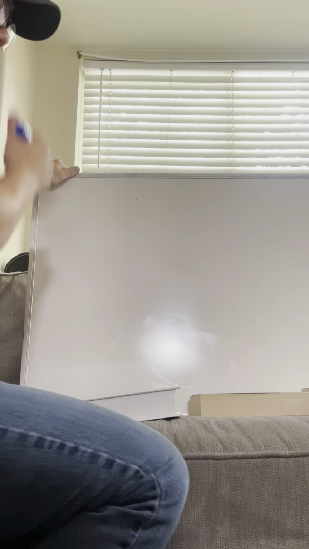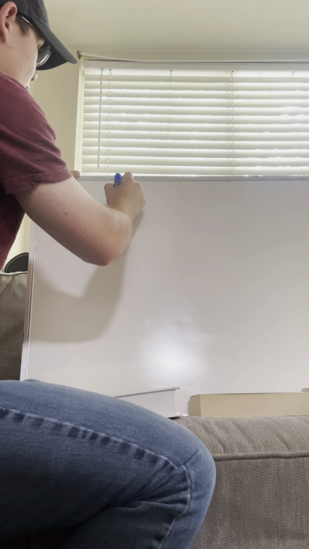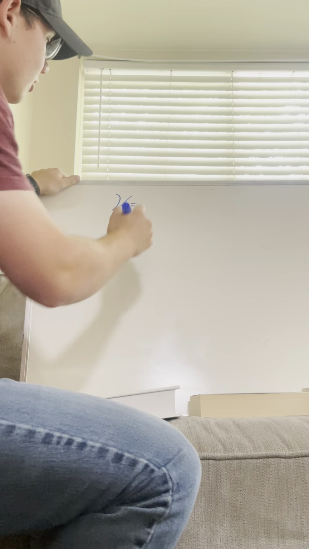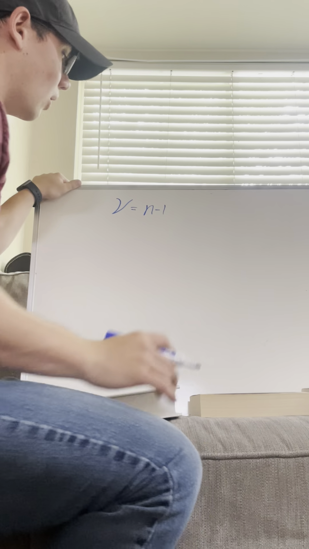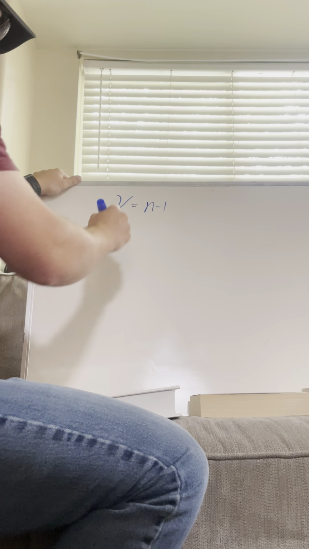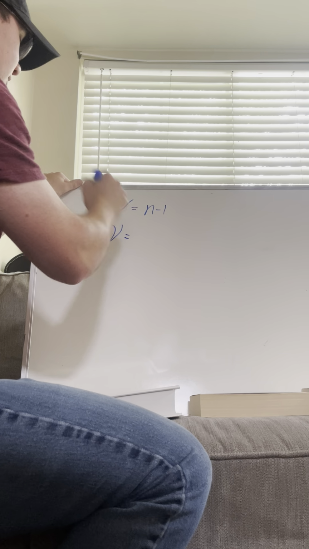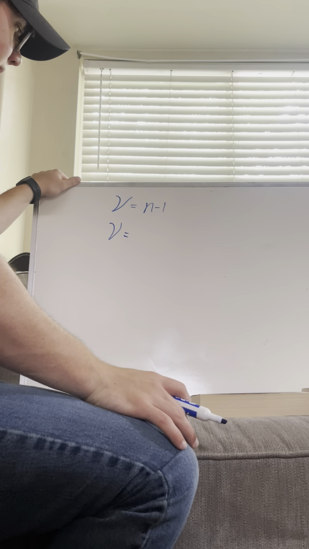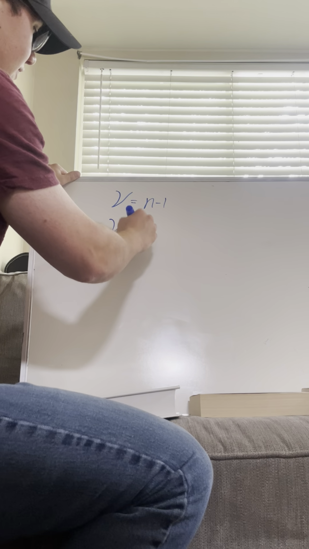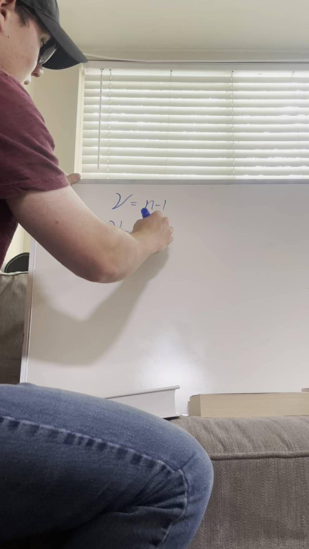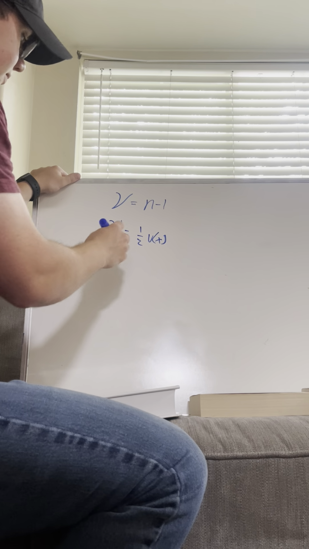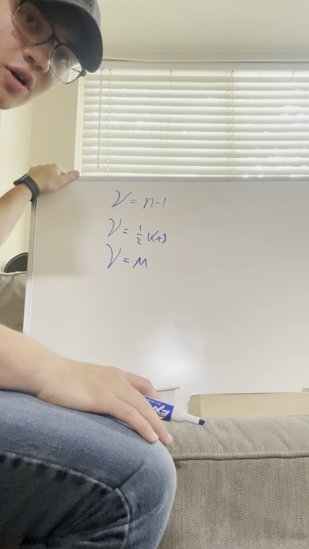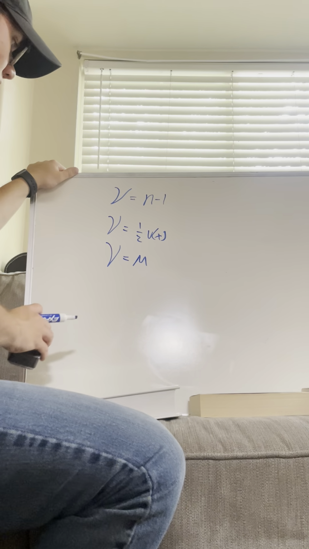Some other notes real quickly on distributions. Degrees of freedom for the t-distribution is just n minus 1, so your sample size minus 1. Degrees of freedom for the chi-squared table can be found as half of the variance of your function, or as the mean of your data.